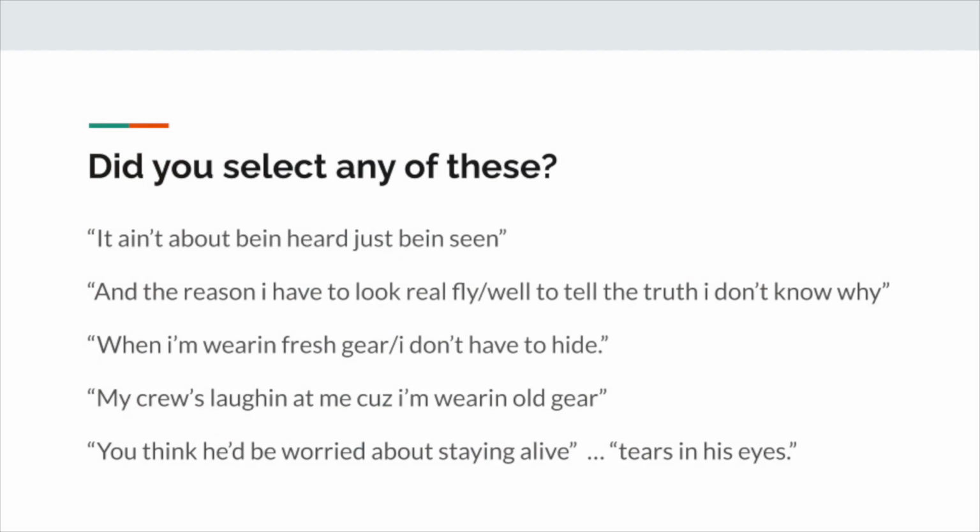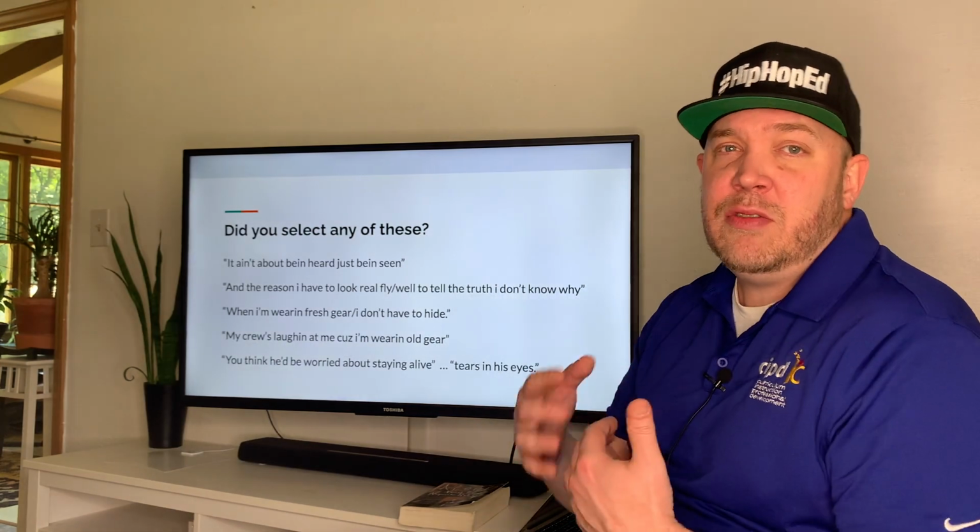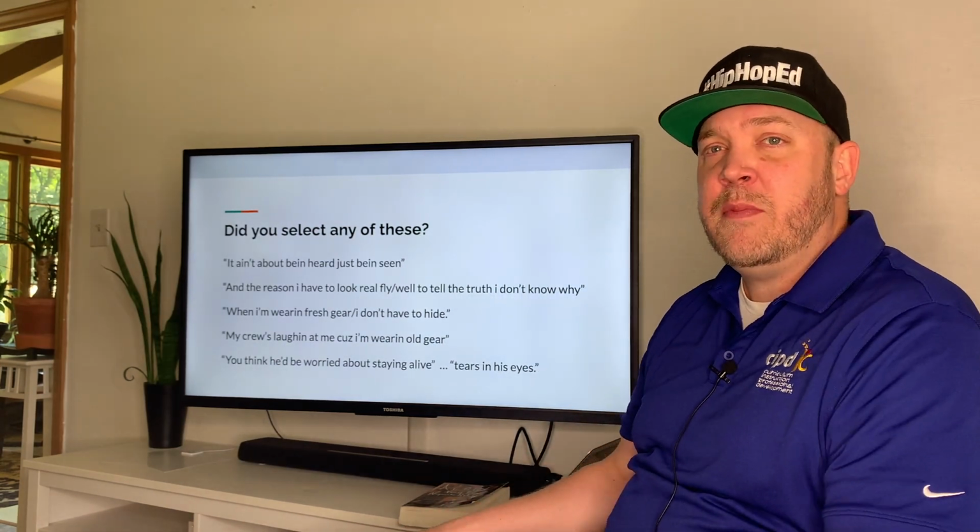Okay, so did you select any of these lines? "It ain't about being heard, just being seen." Does that sound like perhaps the tone of questioning? Really, is that what's going on with the pair of shoes? "And the reason I have to look real fly, well, to tell the truth, I don't know why." Again, it's probably a little insightful on my part, read it a lot of times, but I hear a form of questioning in the tone and the attitude that the author might be taking with this poem.